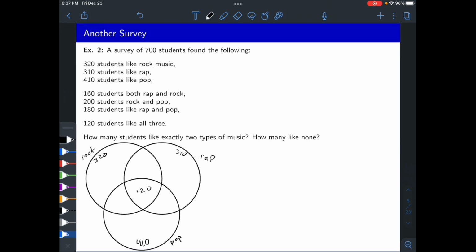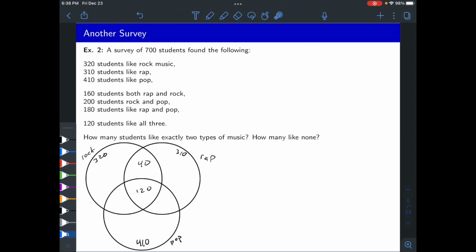160 total are going to like both rap and rock. So rap and rock, that's going to be this intersection right here. So this intersection is going to be 160. And 120 of them also like pop, right? So if 120 of them also like pop and I need 160 total in that intersection, then there's going to be 40 left over. So let's put 40 for that intersection right there.